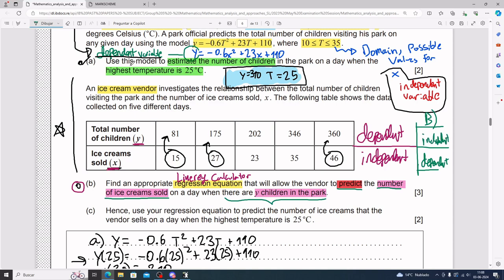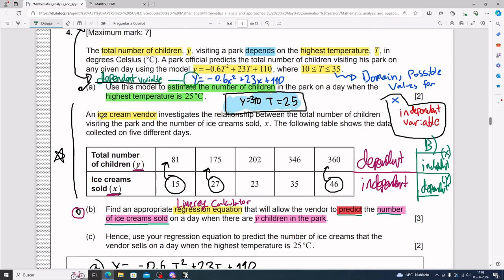And so suddenly, now that we understand that, following what I'm putting in green, your total number of children is suddenly now going to be your X, and your ice cream sold is going to be your Y. And so this is a massive concept we need to really acknowledge in our heads. Initially, the ice cream vendor tells us that the total number is Y.